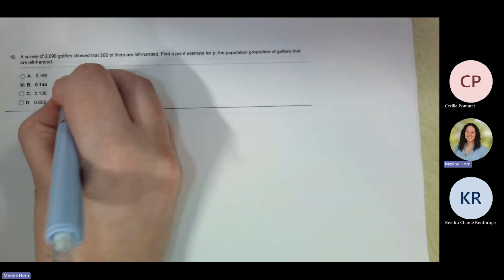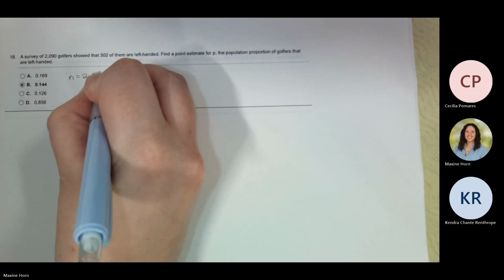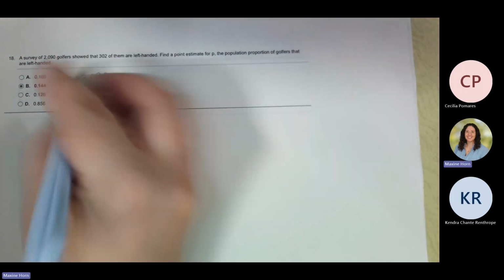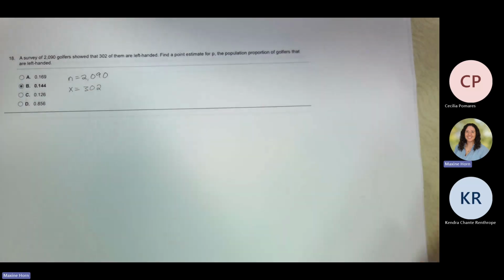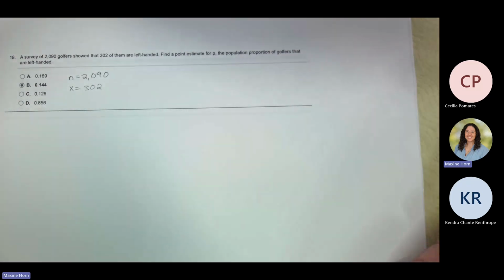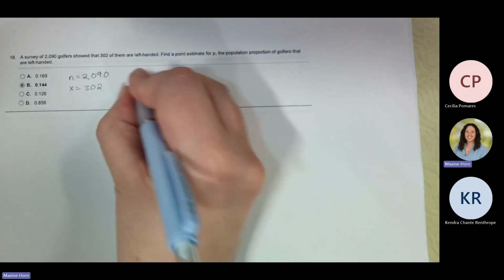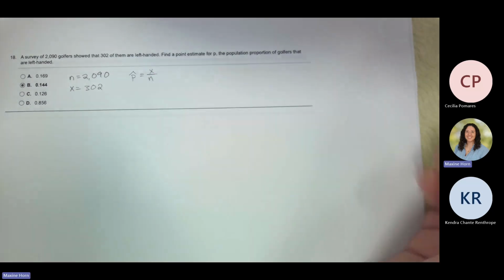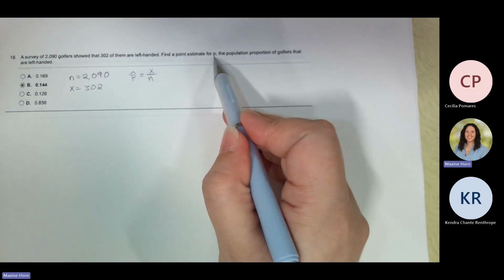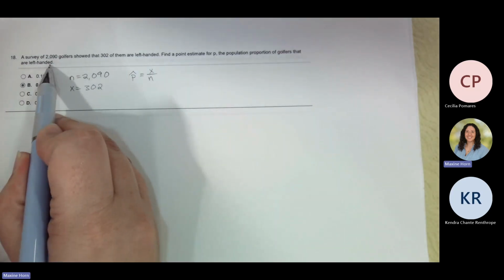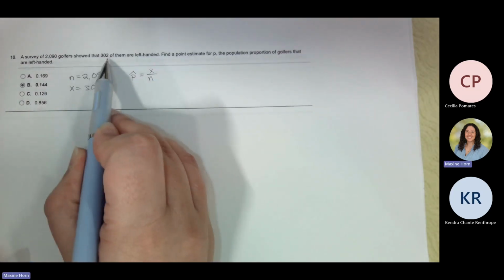All right. A survey of 2,090 golfers showed that 302 of them, that's a particular value, that's an x value, 302 of them, excuse me, are left-handed. Find a point estimate for the population proportion, which before I read anything else, the point estimate is p hat, which is x over n. Okay, so find a point estimate for population proportion, p, of golfers that are left-handed. It gave us how many of them were left-handed.